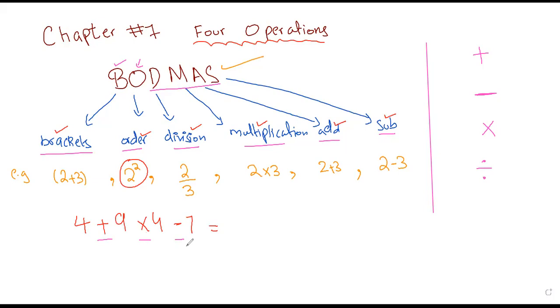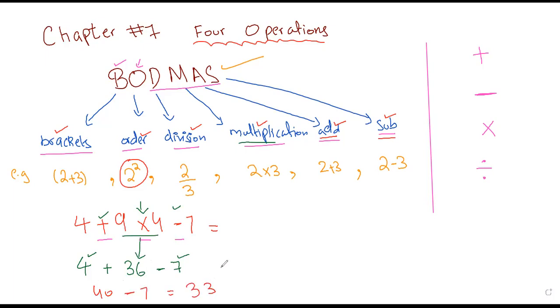Multiplication. Why? Because multiplication is coming before addition and subtraction. So we write down everything as it is. 4 plus 9 into 4 is 36 minus 7. We did not do anything with 4 or with minus 7. We have just multiplied these two numbers and got 36. And now, should we add 4 and 36 or subtract? Add it. Why? Because we have add first and then we have subtract. So 4 plus 36 would be 40 minus 7, that will give us 33.